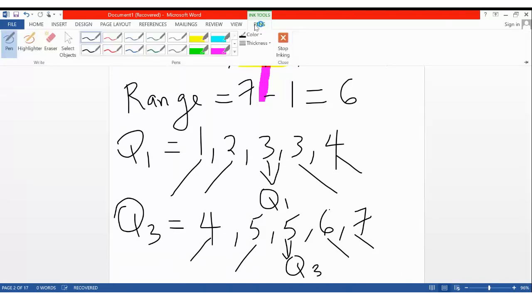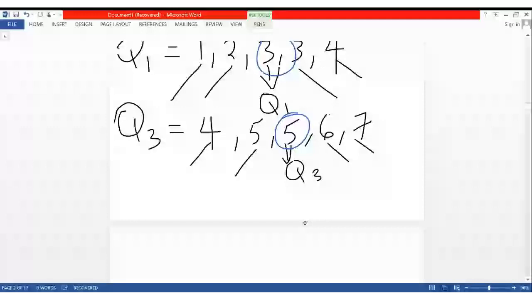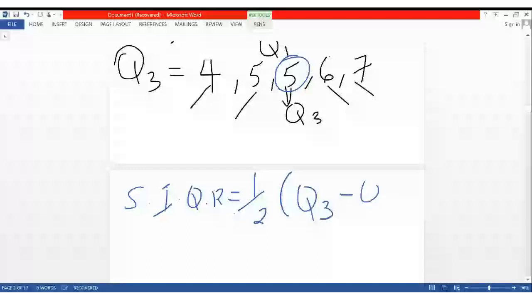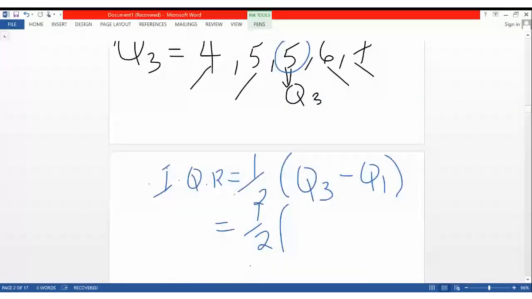So I can easily calculate the semi-interquartile range. The semi-interquartile range is given by half of Q3, always the bigger number, minus the smaller number. The other one was 3. So 5 minus 3. The answer will be what? 1. So that is the semi-interquartile range: 5 minus 3, then half of that. So we are done.